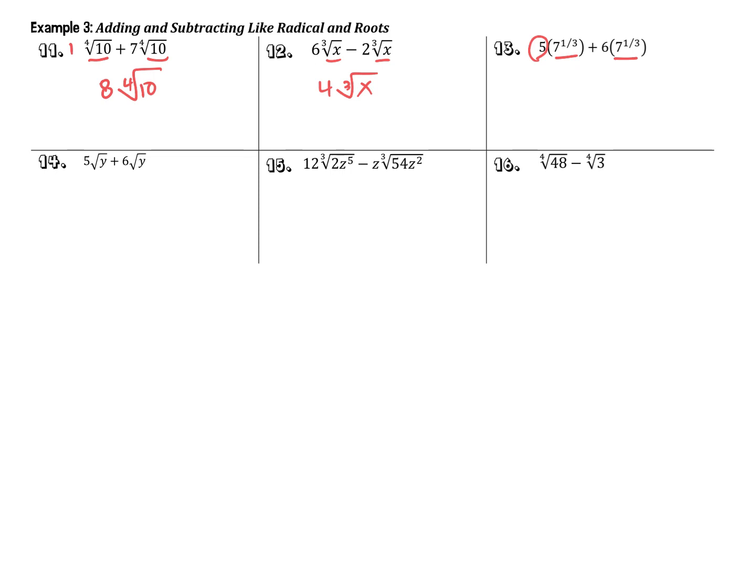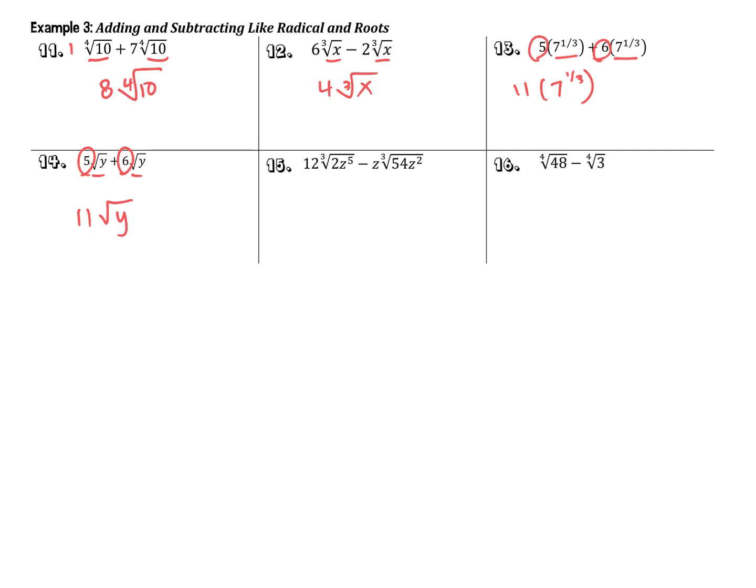So what do we have? We have 5 of these and 6 of these. So we have 11 of our 7 to the power of 1/3. On 14, again, we have root y and root y. So we have 5 root y's and 6 more gives us 11 of those square root of y's.